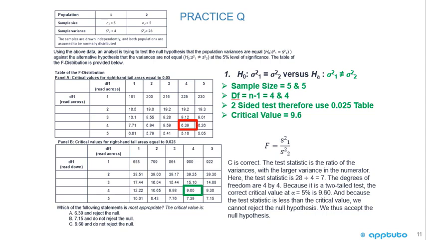So B we didn't even have to do because if you've got your rows and your column right, you know that the correct answer has to be C, that the critical value is 9.6, because you're doing a not equals alternative hypothesis, the degrees of freedom were 4 and 4, and it's a two-sided test, so you had to be using the 0.025. So the correct answer was C, the critical value is 9.6 and you do not reject the null.